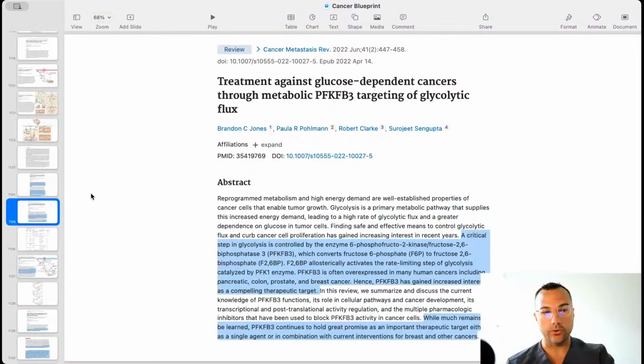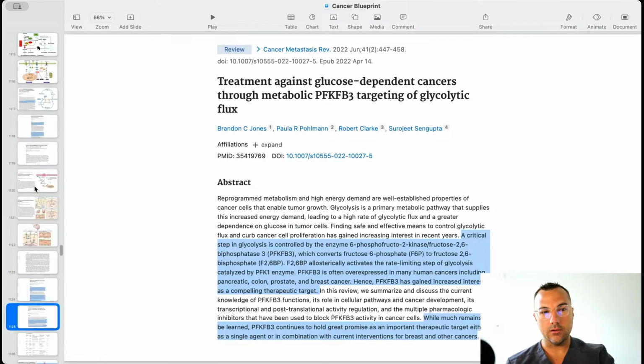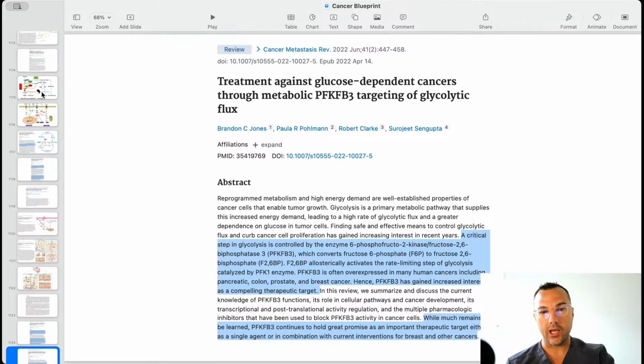We are back today to talk more about a key enzyme called PFKFB. And in the last video, we were able to cover what it is, what its role is, and how it drives the glycolysis state or the Warburg effect for cancer.